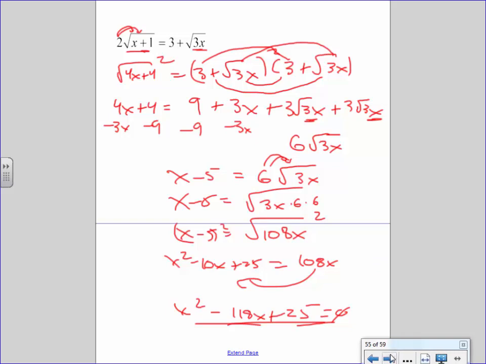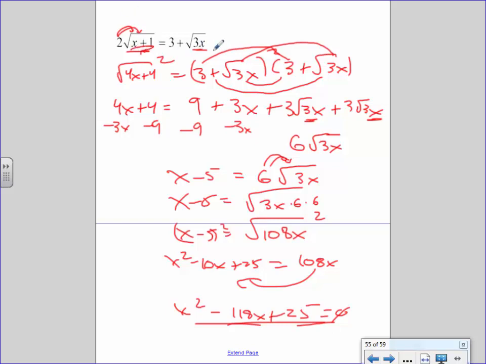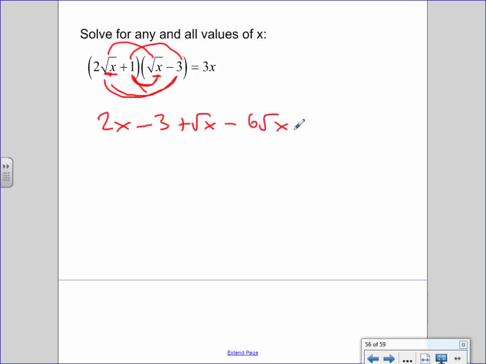Okay, so here's another one that also involves multiple square roots, because you can see clearly there's one right here and there's one right here. But the difference for this one is that rather than them just sitting here and here, we need to actually FOIL it first. So this one times this one gives me 2 times x. This one times this one gives me minus 3. Those are the nice ones. When I do the other foiling, this one gives me a single root x, and this one gives me minus 6 root x.